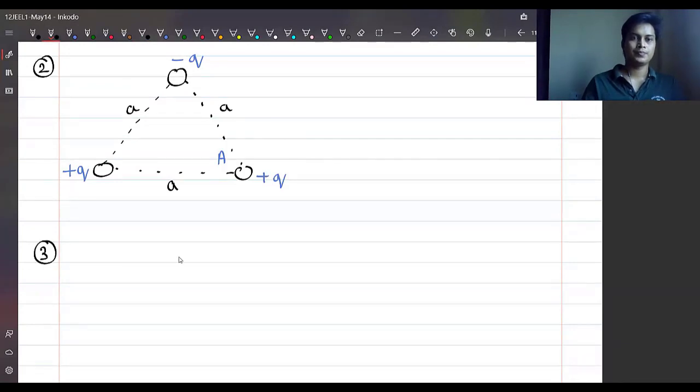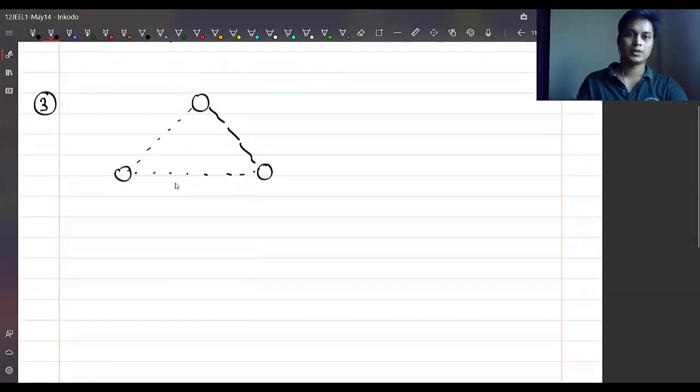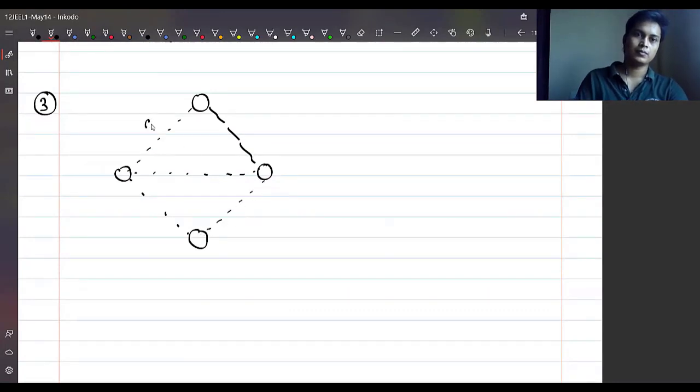Next question. Let us say 2 equilateral triangles are joined together, one over each other, like this. All the sides are A. Charges here is minus q. Here it is minus q. Here it is 2q. This is your charge A. Magnitude of charge on this is q.